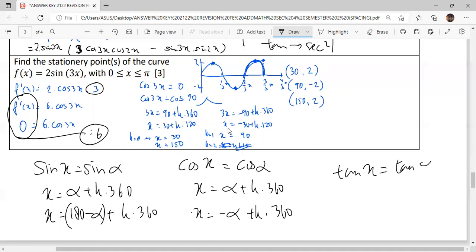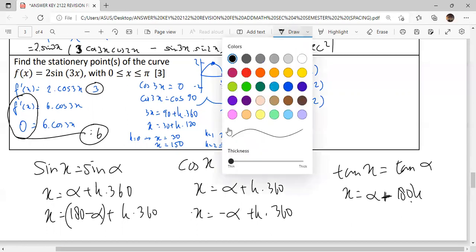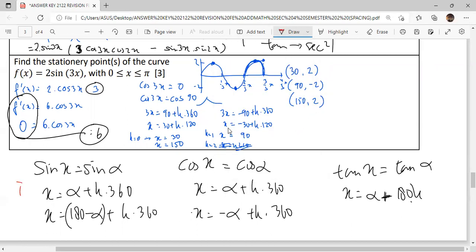Ingat, ayo udah pernah ajarin kok ini, inget banget. Kalau ini cuma satu, plus 180k. Kenapa bisa begini? Soalnya ini first quadrant, ini second quadrant. Ini first quadrant, fourth quadrant. Remember all sin tan cos. Ini third quadrant. Third quadrant is half of the circle.